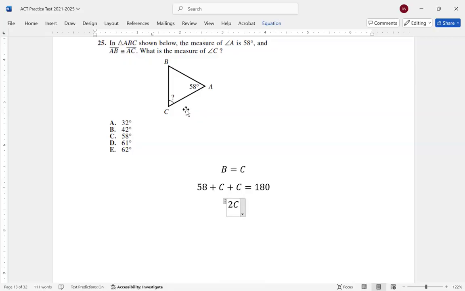So that means 2C is equal to, well, what I get by subtracting 180 minus 58, which is 122, then divide both sides by 2. So the angle at C is equal to 61. And so option D is the correct answer for question 25.